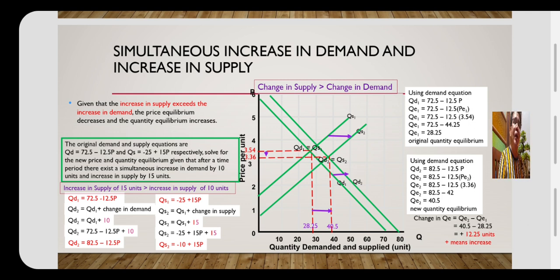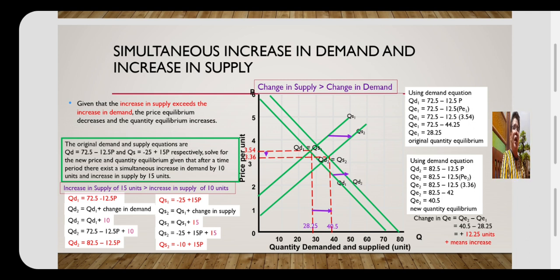Since the new demand equation is 82.5 minus 12.5P, and substituting to it the new price equilibrium of 3.36, we now can have 82.5 minus 12.5 times 3.36, and simplifying, the value of 40.5 can be derived, and this value of 40.5 refers to the value of quantity equilibrium, specifically the new quantity equilibrium.